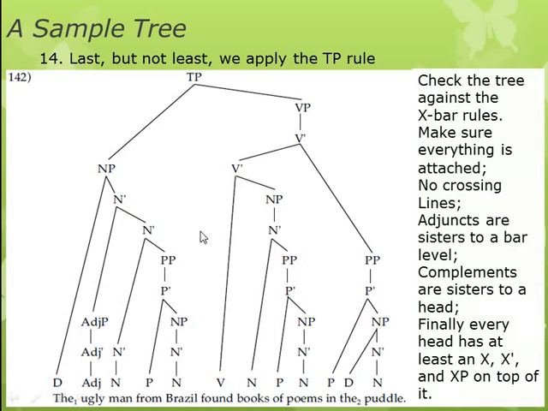Okay, so remember this one, you have to check the tree against the X bar rules. Make sure everything is attached. Okay, everything is attached, no crossing lines, tidak ada yang sampai bentuk silang. Adjuncts are sister to a bar level, and then complements are sister to head. Finally, every head has at least X, X bar, and XP on the top. Okay, so the tree is done.